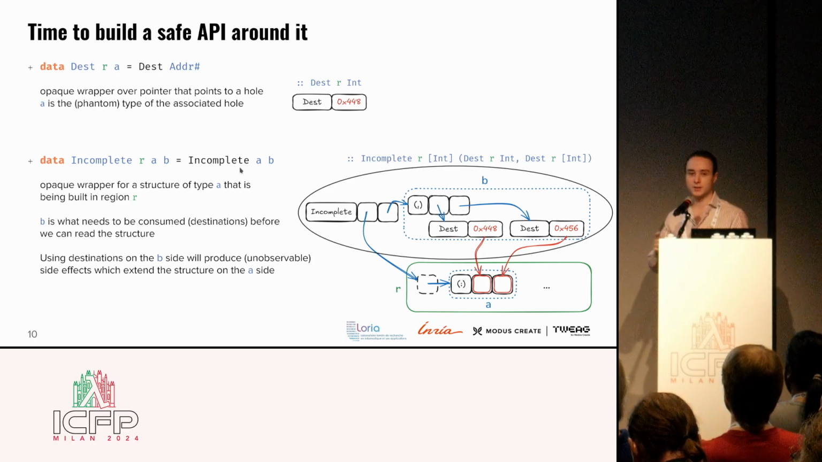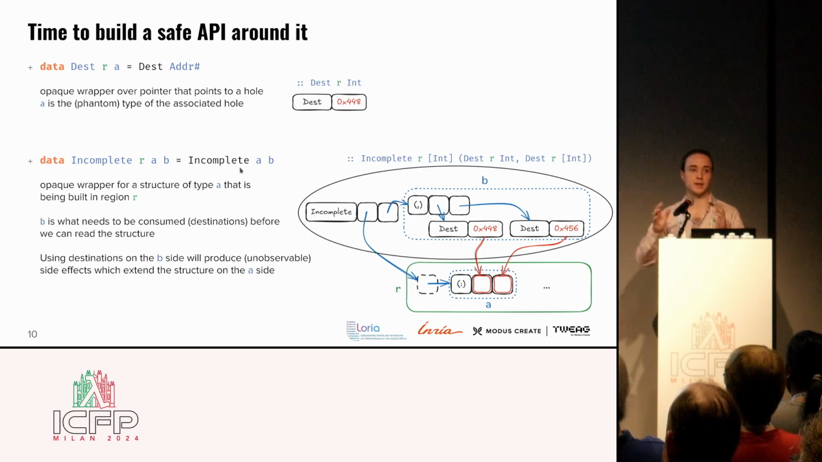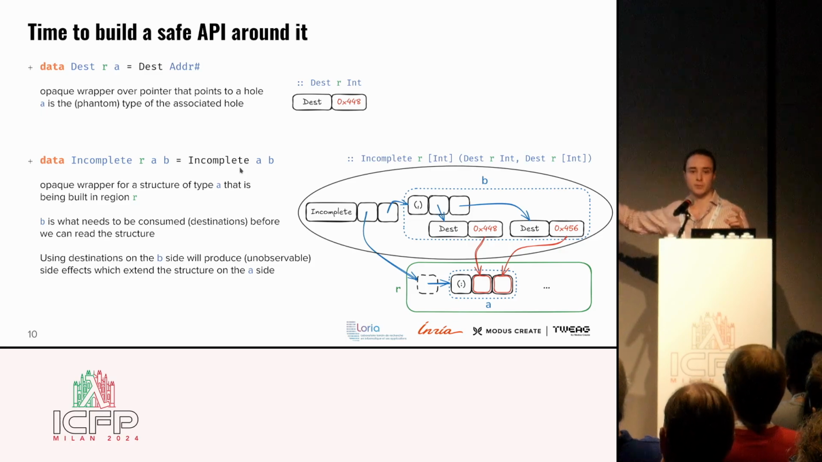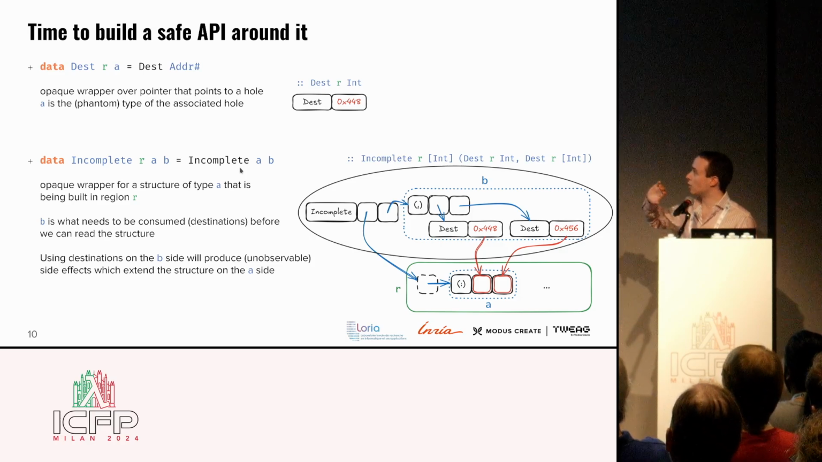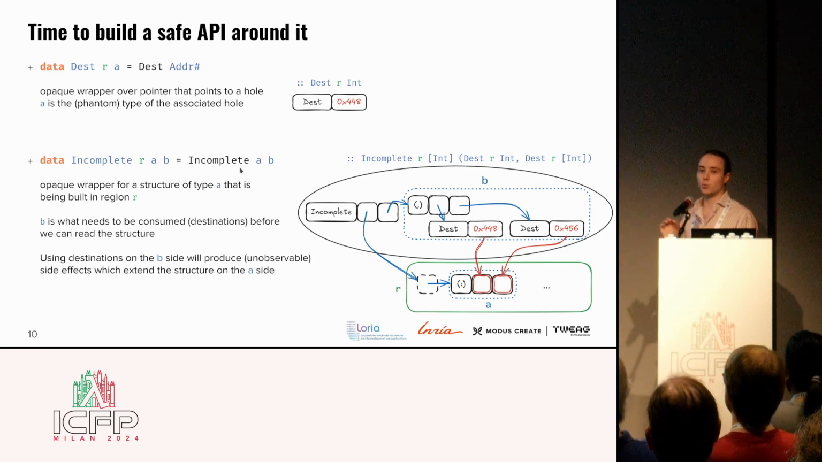And then I will need a second one that I called Incomplete. The role of Incomplete is to act as an opaque wrapper around the structure that is being built. So it has two fields, one of type A and one of type B. The field of type A will ultimately be the final structure we have built. But at the moment, it's just made of shallow constructors plugged together, and it may still contain holes. And the B side, on the other hand, is of arbitrary shape, but it must contain exactly one destination per hole remaining on the A side.